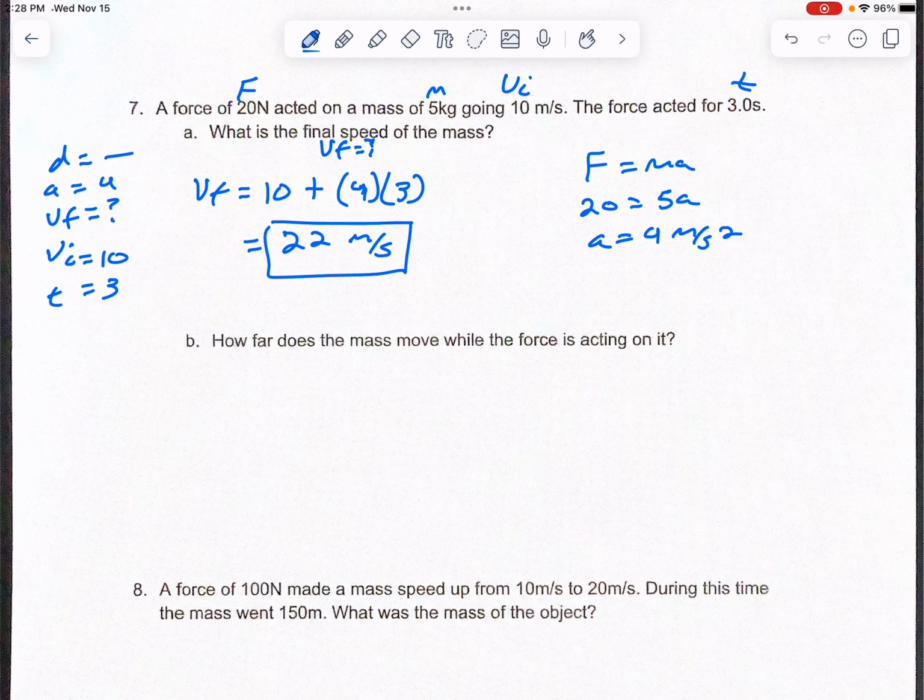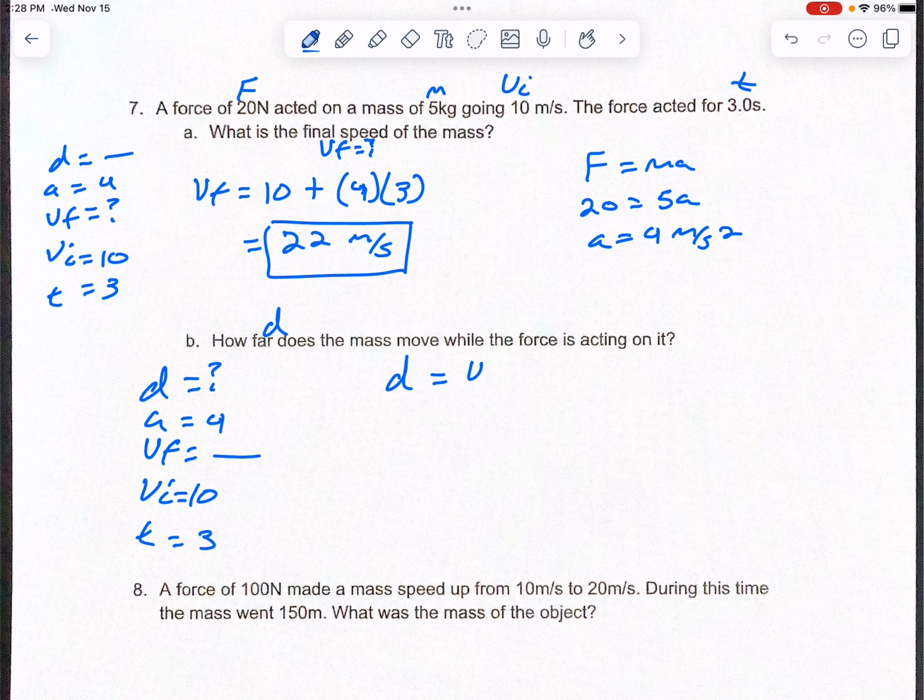B, how far does it move during this force? While it's acting on it, you're just going to do Daffy T again. This time you're actually looking for distance, so we're just going to flip-flop. We're going to put the question mark on D now, and final velocity we're going to cross out. Could you plug in final velocity? Yeah, you just have to choose something to leave off where you can find distance. It doesn't really matter. In this case, I'm just going to flip-flop. So A is still 4, VI is still 10, and time is still 3. So we use equation number 3: D equals VIT plus 1/2 AT squared.